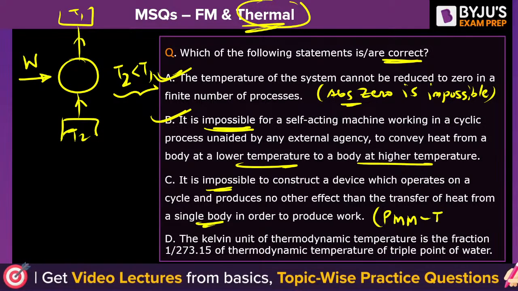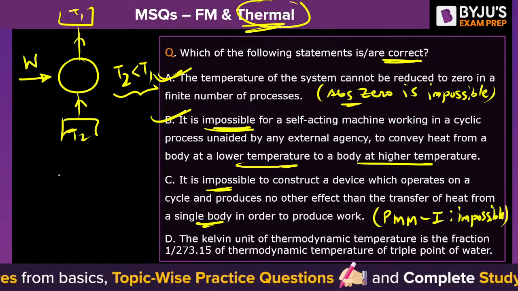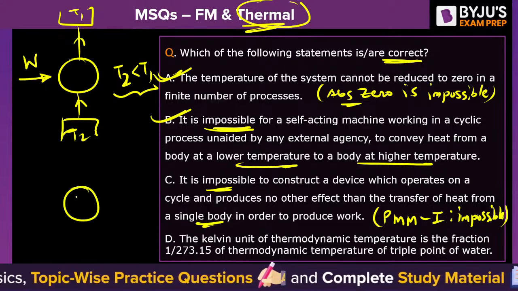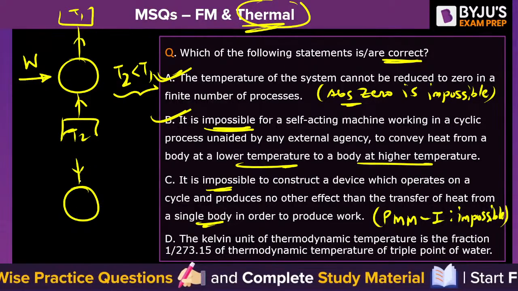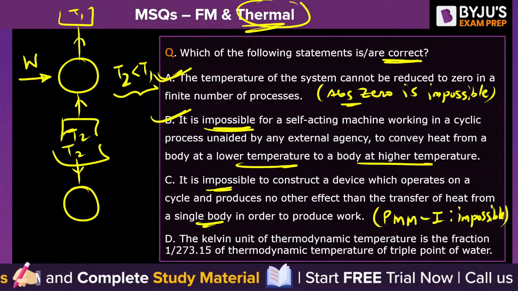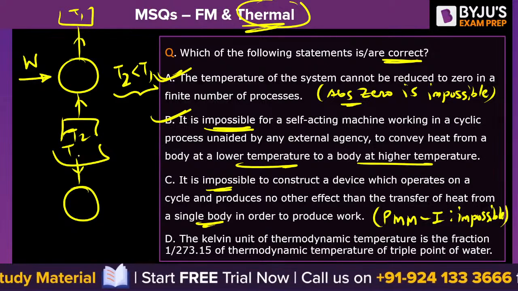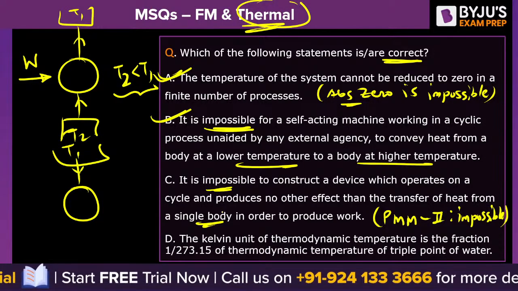Transfer of heat, PMM1 is impossible. This is PMM1, perpetual motion machine of first kind. There is a cyclic device. If there is, sorry, it is PMM2. It is not PMM1, it is PMM2. This is T1. It is PMM2, which is impossible.